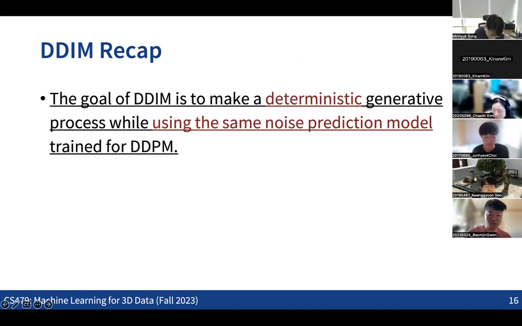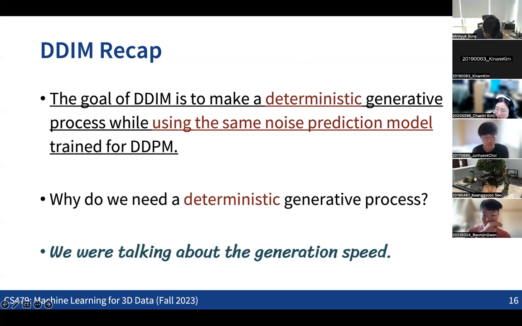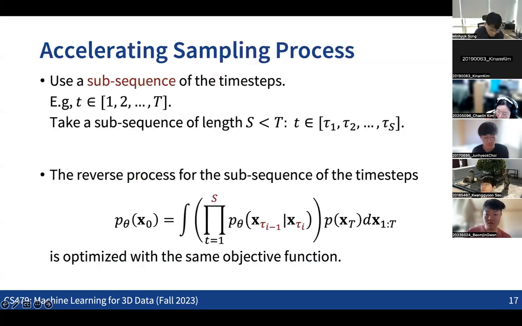And actually, the goal of introducing the DDIM is to make a deterministic generative process without sampling from the unit Gaussian, while using exactly the same noise predictor model that was trained for the DDPM. So here the question is why we want a deterministic generative process. That's the reason why we are making the DDIM, and the reason is the speed of the generation. One of the ways that we can boost up the reverse process is by taking samples of the time steps.